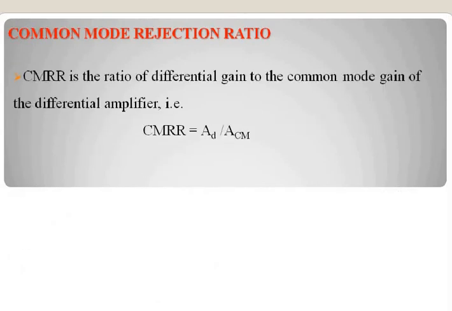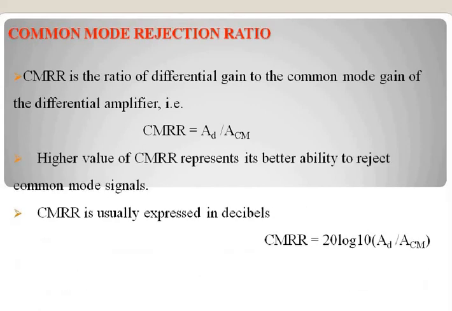So again, CMRR is the ratio of differential gain to common mode gain, that is CMRR equals AD by ACM. As I told before, this ACM should be very low. It should be 0 in the case of an ideal op-amp or differential amplifier. So CMRR is equal to AD by ACM. In the ideal case, if ACM is 0, CMRR becomes infinite. In the practical case, ACM will be a very low value, so CMRR will be a very high value.